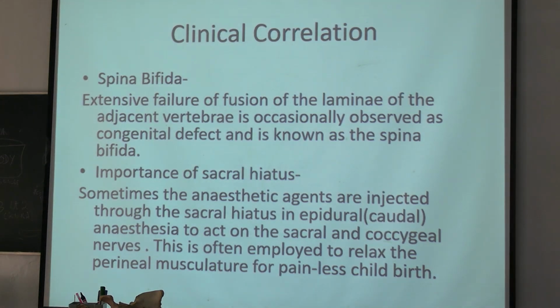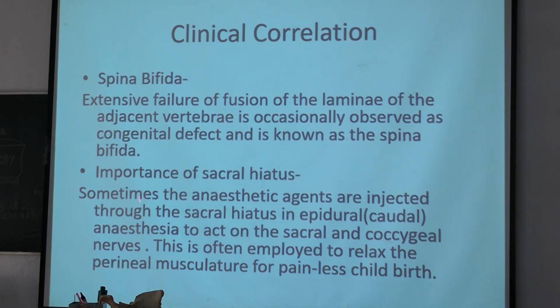Next we go to spina bifida. This is also an important short note, spina bifida. Extensive failure of fusion of lamina of the adjacent vertebra is occasionally observed as a congenital defect and is known as spina bifida. Generally there is absence of fusion of lamina of fifth sacral vertebra to form the sacral hiatus. If for other sacral vertebra there is absence of fusion of this lamina, it is called spina bifida.